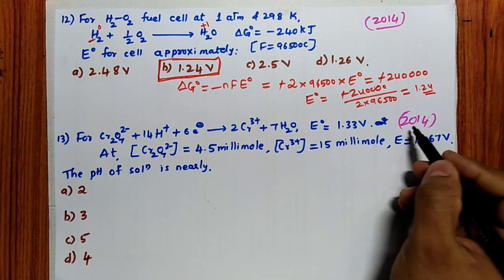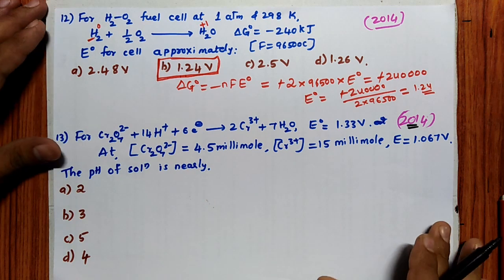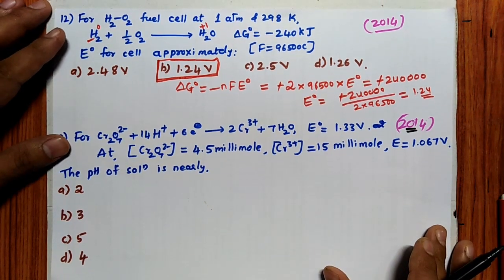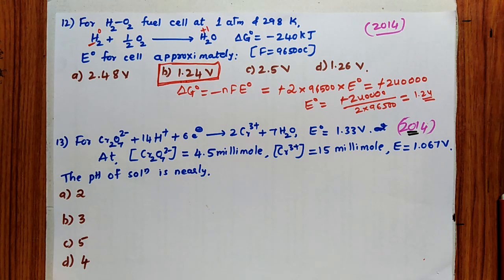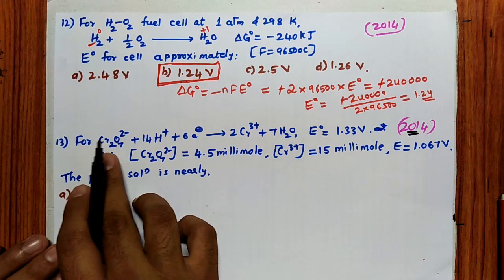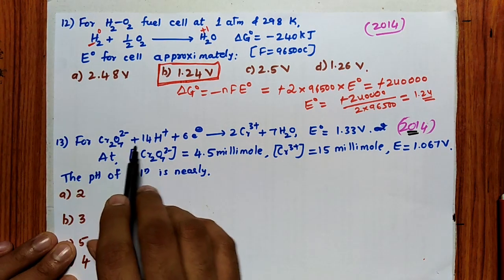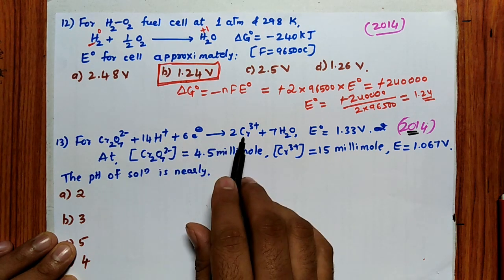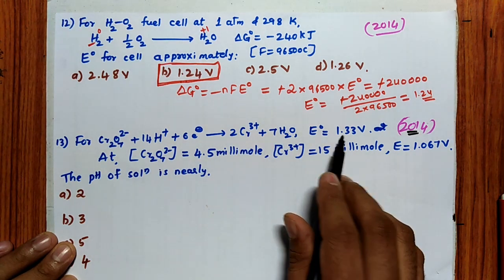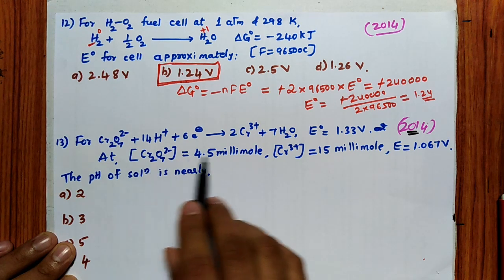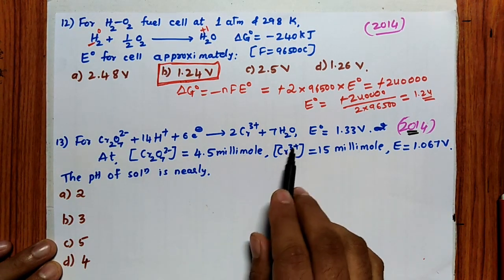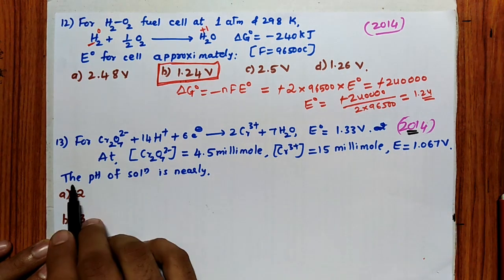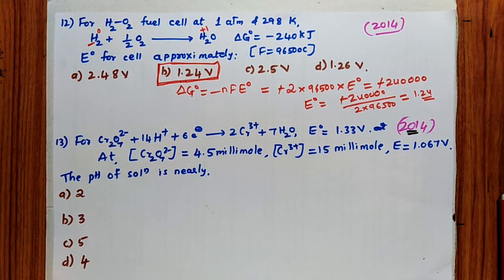It is a question asked in 2014. Actually this question we cannot finish in 1 minute. So 60 questions in 60 minutes in CET, correct? So it is not possible. See the reaction: Cr2O7 2 minus plus 14H plus plus 6 electron gives rise to 2 Cr3 plus plus 7H2O. E naught is given. 4.5 millimoles are given for Cr2O7 2 minus. 15 millimoles are given for Cr3 plus. E value is given. The pH of the solution is nearly what?